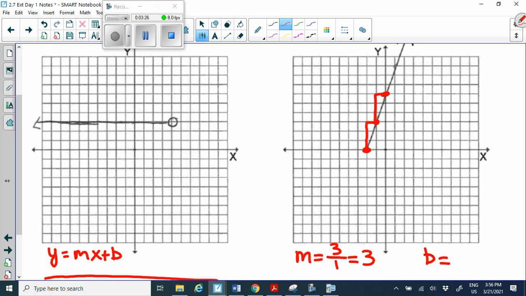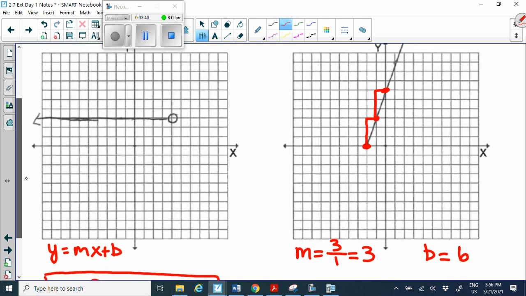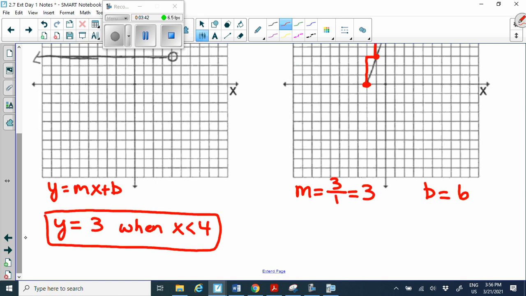Now, let's determine the y-intercept. Our graph does cross the y-intercept, so all I need to do is count. So I go up 1, 2, 3, 4, 5, 6. So my b value is 6. Now that I know my slope and my y-intercept, I'm going to write it in that y equals mx plus b form. So we have y equals 3x plus 6.